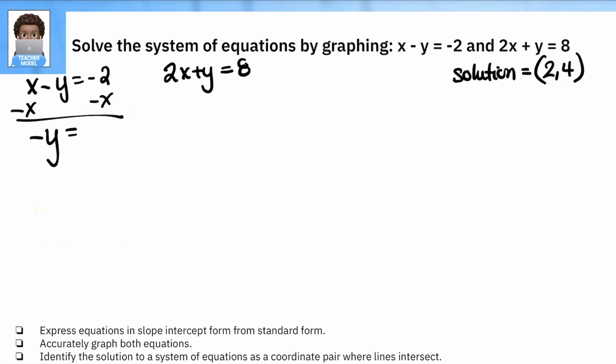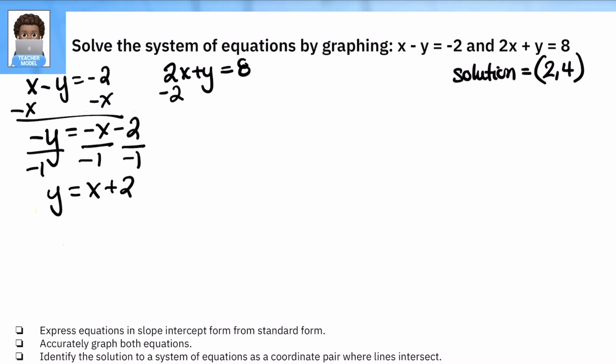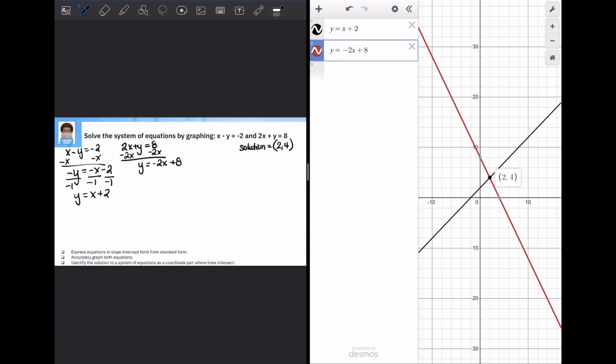I have -y is equal to -x minus 2. Now, I do want this to be y equals, not -y, so I'm going to divide everything by -1. And you get y is equal to x plus 2. And the second equation, we get y is equal to -2x plus 8. Okay, so I'm opening up Desmos and writing in both equations in slope-intercept form, and you can clearly see on my graph the point of intersection is at 2, 4.